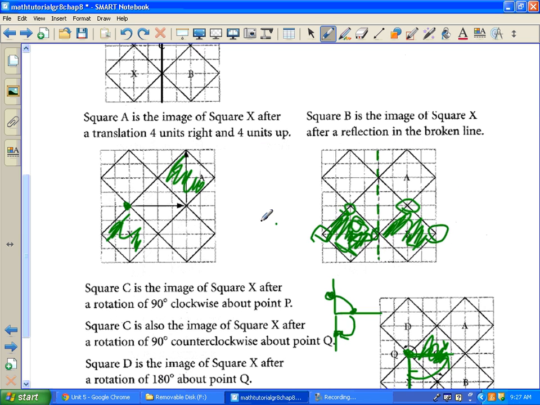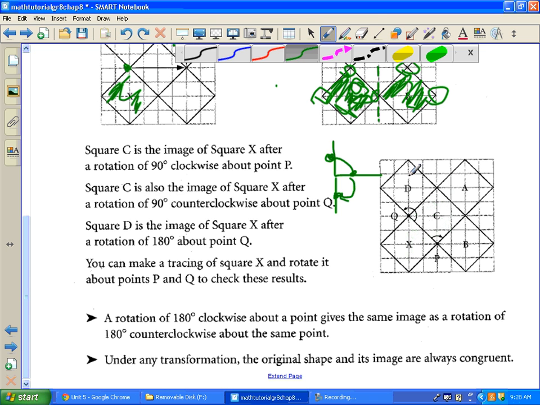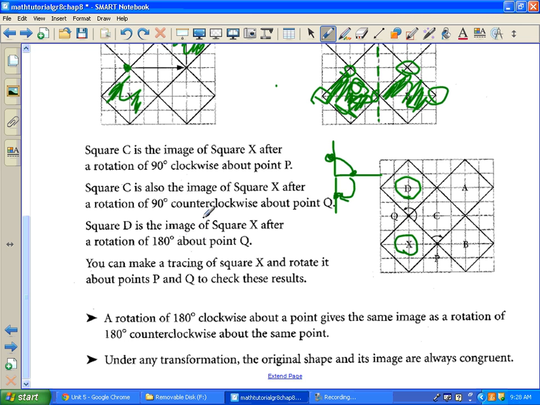Okay, looking at a couple more. Square D, and if we look at square D, that would be this one right up in the top corner right here. So square D is the image of square X. So here's square X, after a rotation of 180 degrees about point Q. So in other words, it totally flipped around by rotating it the other way, the opposite way.